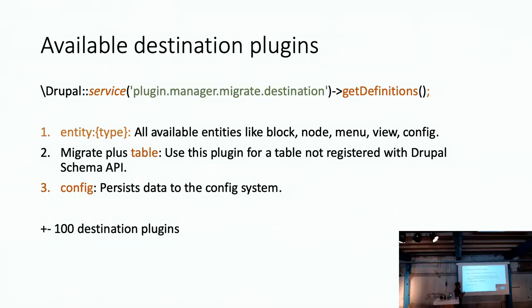We also have about 100 destination plugins. Most plugins, however, are based on the entity destination types. Available are, for example, the entity:node, which you saw in my example. We also have the table destination, where you have a raw table where you can inject the data to. And of course, we have the config destination.